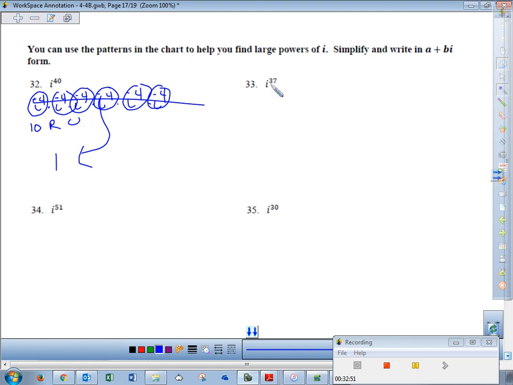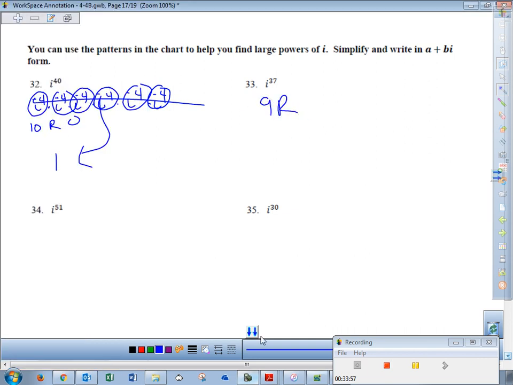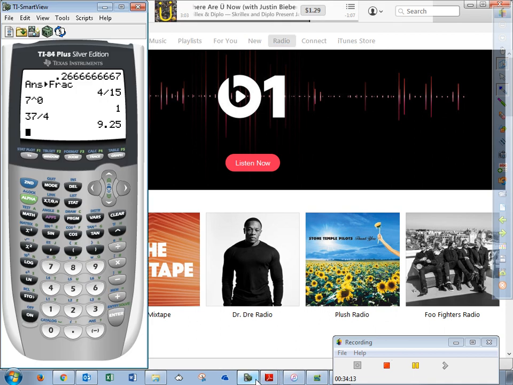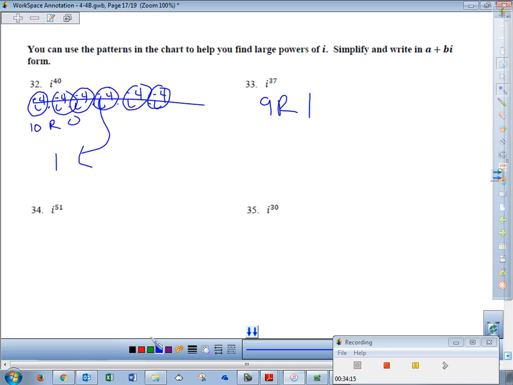This guy, how many times does 4 go into 37 evenly? Calculator! I want to take 37 and divide it by 4. How many times did 4 go into 37 evenly? 9 times. Was there a remainder, yes or no? There was a remainder of 0.25. These are in fourths. What is 0.25 as a fraction? 1/4. So what was my remainder? 1.